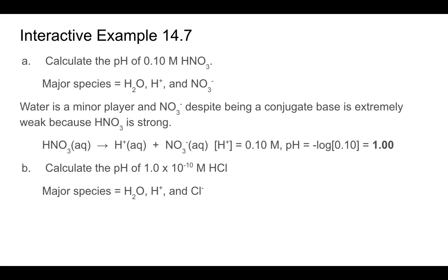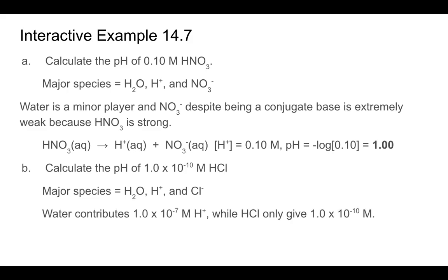So our major species here are water, H plus from the HCl, and Cl minus from the HCl. Now we've already talked about the Cl minus. We can neglect that because HCl is a strong acid, so Cl minus is going to be a completely weak base that's not going to have any effect on the pH. So now we look at the H plus and the water as the two major contributors of H plus.